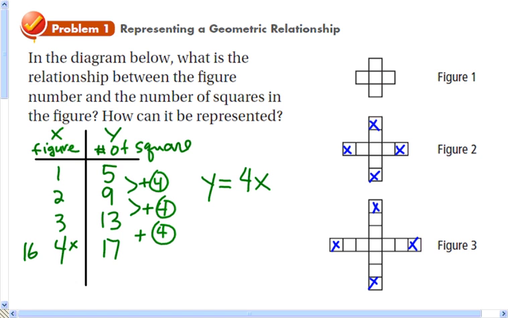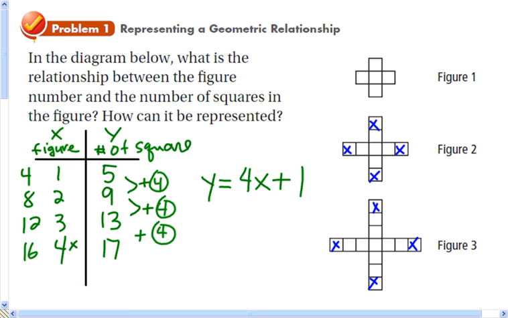But if you think about that, if we do 4 times 4, we get 16. 3 times 4 is 12. 2 times 4 is 8. 1 times 4 is 4. You'll notice that the number of squares is always 1 more than that. So if we add 1 to 4 times the figure number, we get an equation that can represent this situation: Y = 4X + 1.